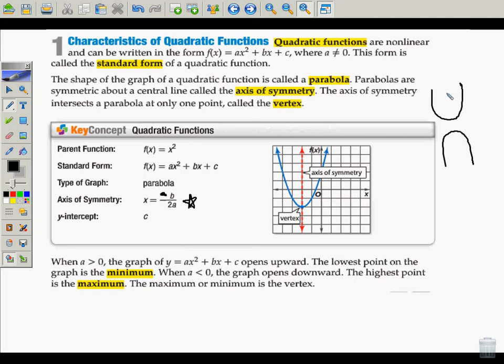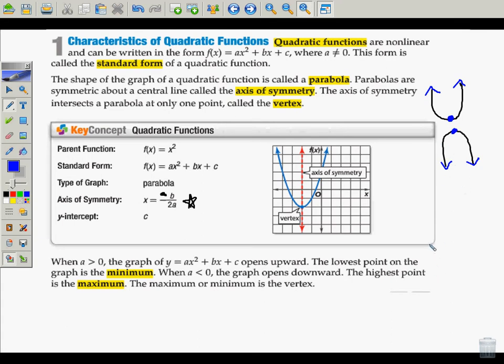Opening up is when a is greater than 0. When your first term is positive, you open up, and then your lowest point will be a minimum. That makes sense. If this graph is opening up, the lowest point would be the minimum. There wouldn't be a maximum because it keeps going up and up forever. And when a is less than 0, the graph opens downward. Then the highest point is called a maximum, and you don't have a minimum because it just keeps going down forever.